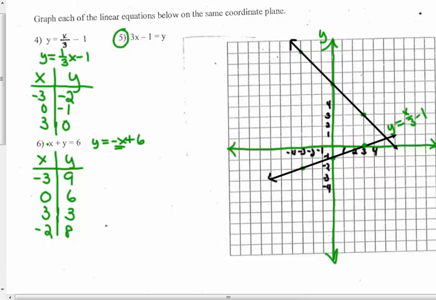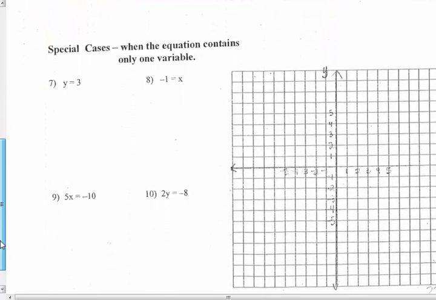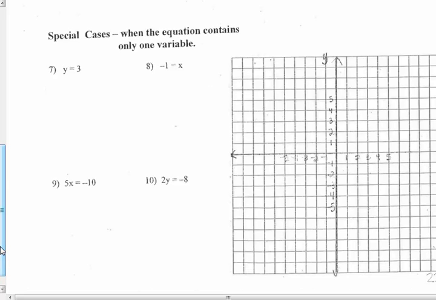So my equation that I'm going to write on this line is x plus y equals 6, the original given equation. You should also have line 5 on there as well. Special cases on the bottom. When the equation contains only one variable, I'm going to have either 0 slope or no slope, and they're going to either be parallel to the x-axis or parallel to the y-axis.